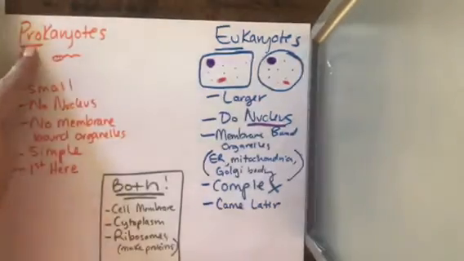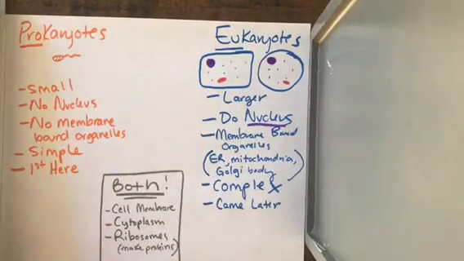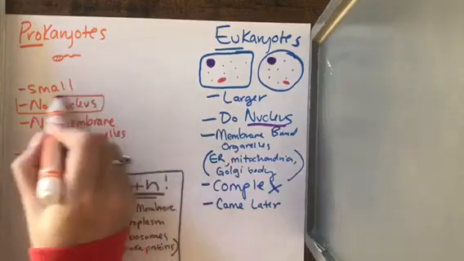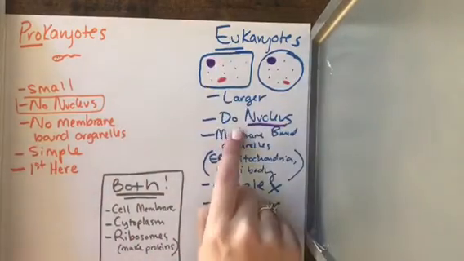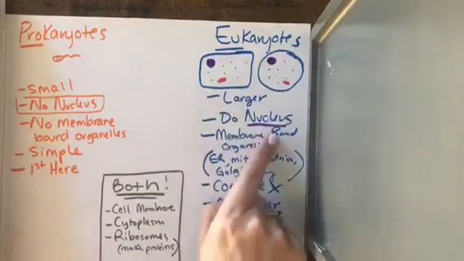So don't forget, pro means no. Pro means no nucleus. And eu means you do. Eukaryotes do have a nucleus.